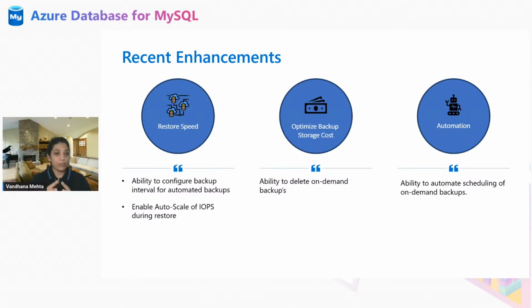Reviewing all this feedback, I'm quite happy to share that several of these areas have made significant progress. In this section, I will walk you through some of the recent enhancements that we've made in the backup restore capability within the service, aligning to the feedback that we have received. Let's talk about the first one, which is taken up to ensure we give you a better restore speed. It is the ability to configure the backup interval for your automated backups.